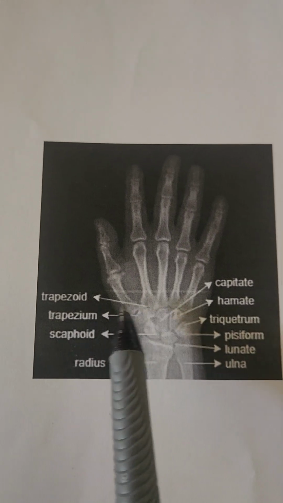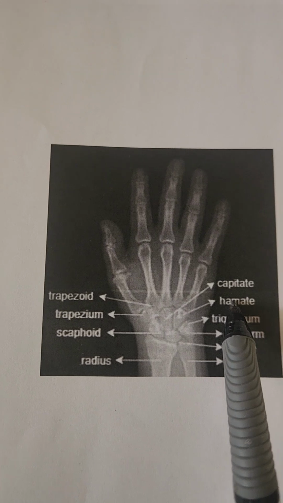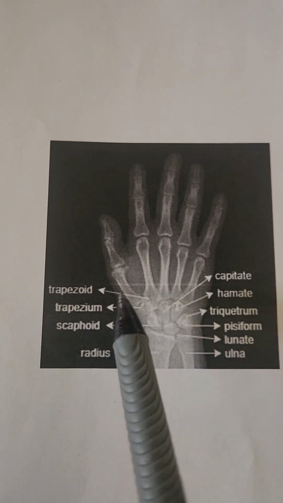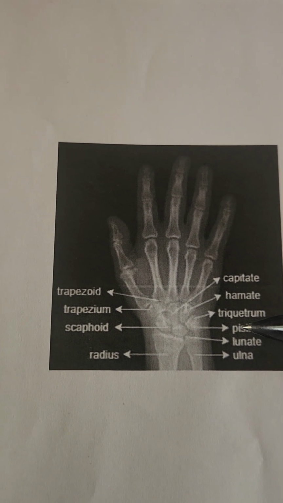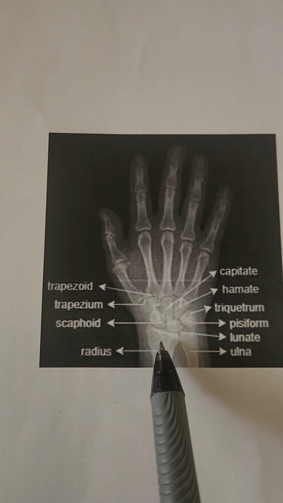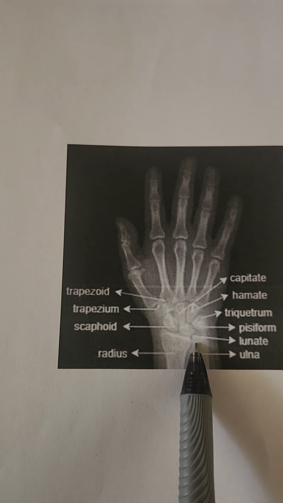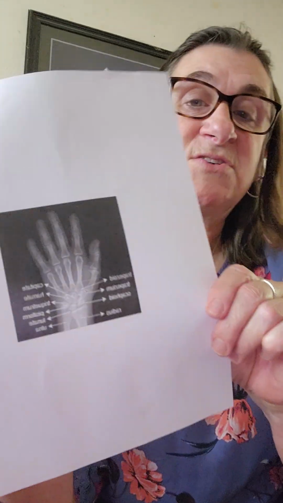Trapezoid, trapezium, capitate, hamate, scaphoid, right? Triquetrum, lunate, pisiform. Here is the distal radius, distal ulna. So there's those.